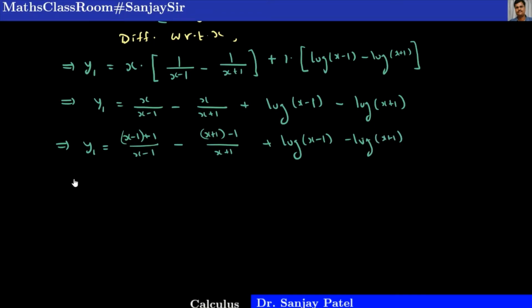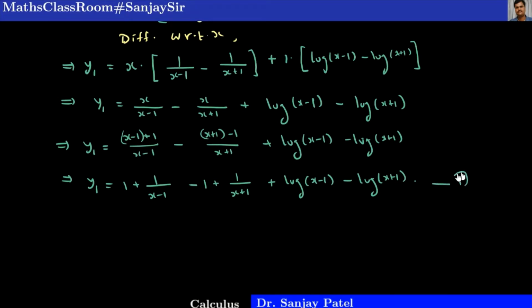This we can further write as y1 is equal to, separating the denominator, (a plus b) upon c is equal to a upon c plus b upon c. So what you will get is 1 plus 1 upon (x minus 1), and here again (a minus b) upon c you can write as a upon c minus b upon c, and there is a minus sign here. So I will get minus 1 and minus minus plus 1 upon (x plus 1). Again I am writing the last two terms as they are, log of (x minus 1) minus log of (x plus 1). Let us call this result number 1.